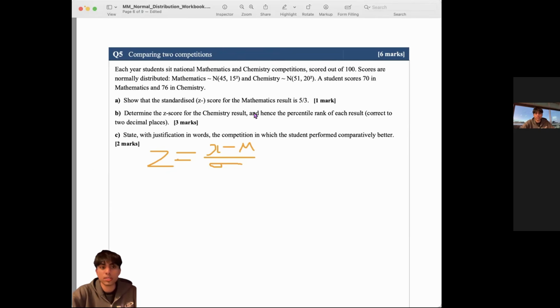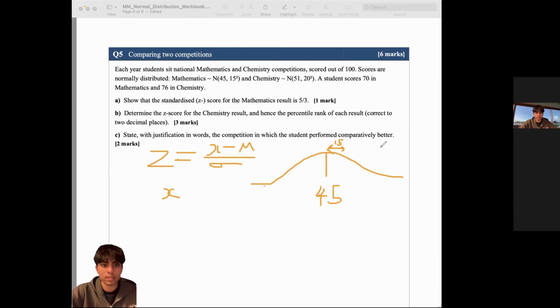So we know that this student got a 70 in math. So that's our x value of this curve, in case anyone wants to see what that looks like. That's going to be your maths curve, where 15 is the standard deviation. And then let's do the same for chemistry, where we have a higher mean score of 51 with an even bigger standard deviation of 20. Okay, those are your two curves.